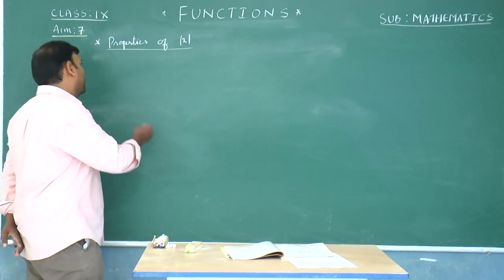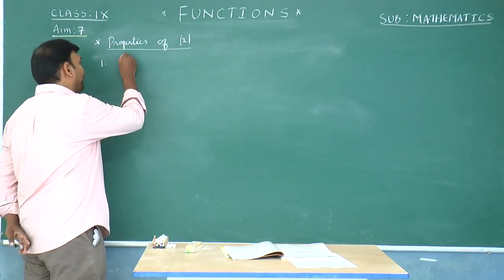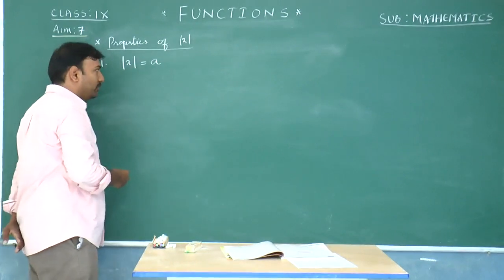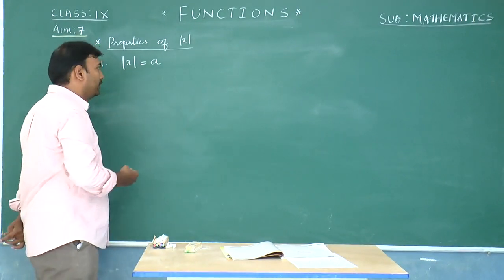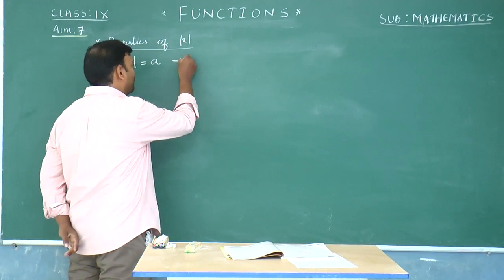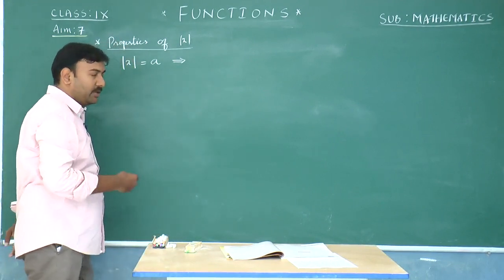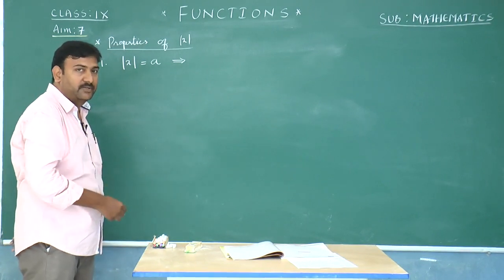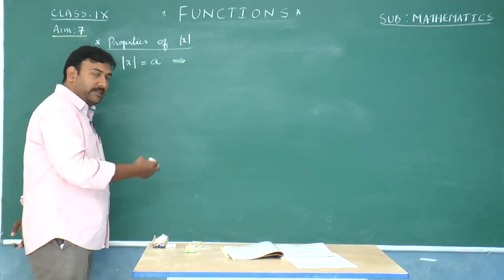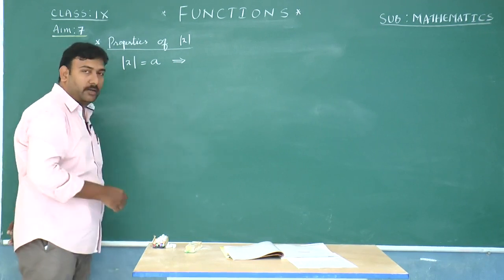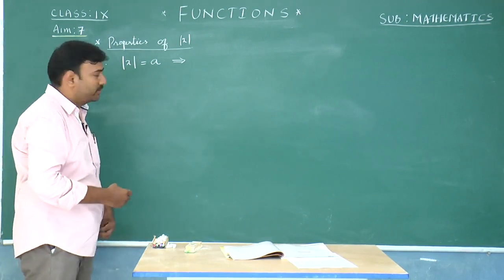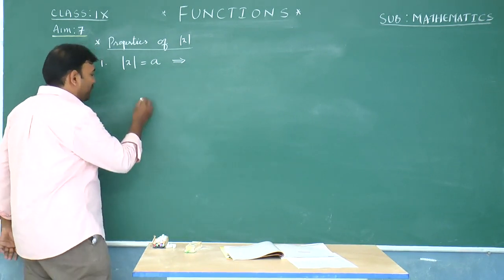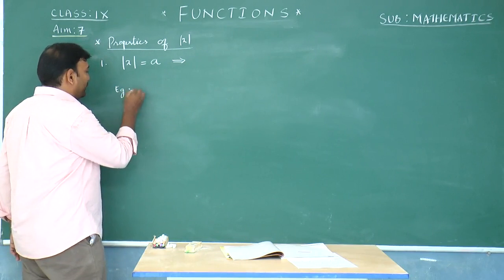So, for example, the first property: if we have a modulus of x that is equal to a positive number a, then what is the solution for such an equation? The equation of the form mod x equals a is called an absolute value equation, and the value of x which satisfies this equation is called a solution for this absolute value equation. So what is the solution for such an equation? Let us take some example.